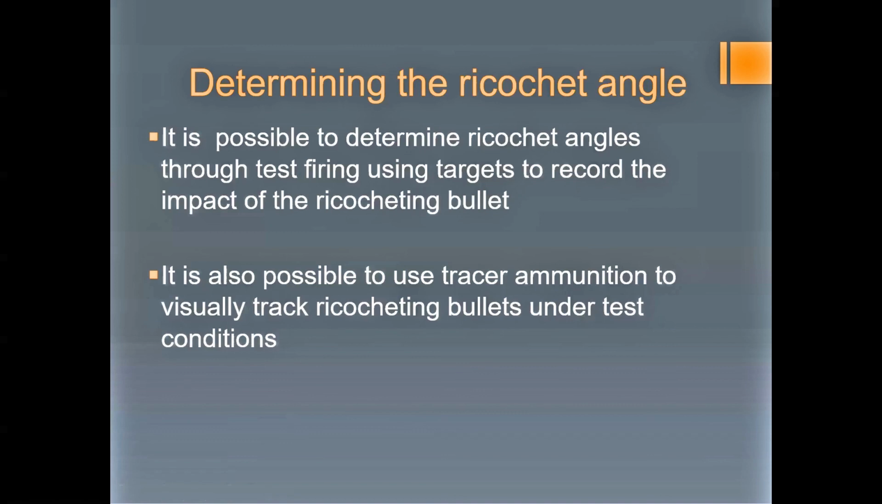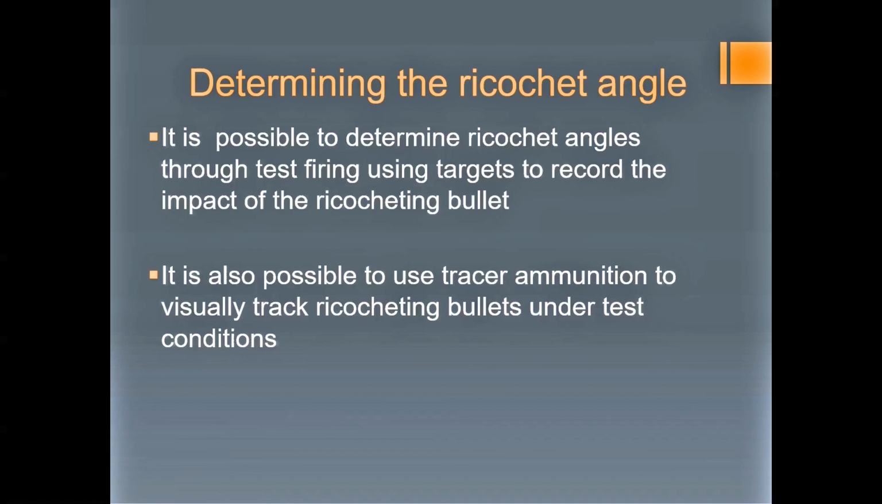So determining the ricochet angle. All right, now how do we do that? That's a lot of work right there. Not something you're going to do at the scene. You're not going to pull out your service firearm, start shooting at the same cars. Hey, well, let's see where the bullet goes, right? So it is possible to determine ricochet angles through test firing using targets to record the impact of the ricocheting bullet.